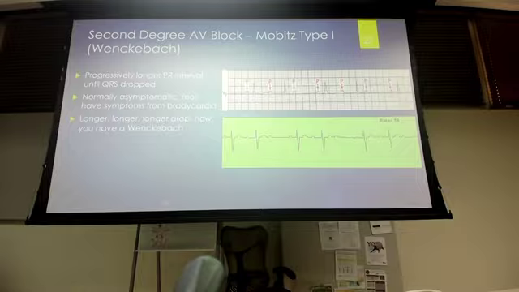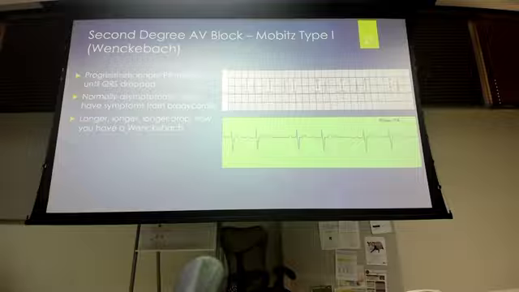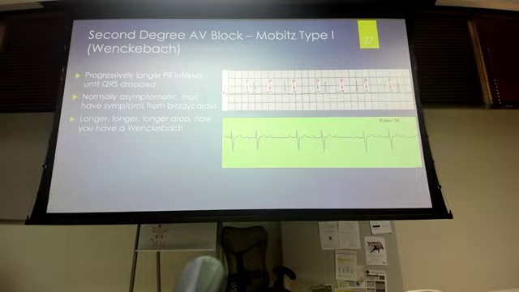It did get a little longer. And then the next one, a little bit longer. From beat to beat to beat, that PR segment gets longer and longer and longer until there's no conduction at all and I don't have a QRS complex. Okay, so P waves here, and if you look at this PQRS, it looks pretty normal. Okay, it's less than 5 small boxes or 0.20.